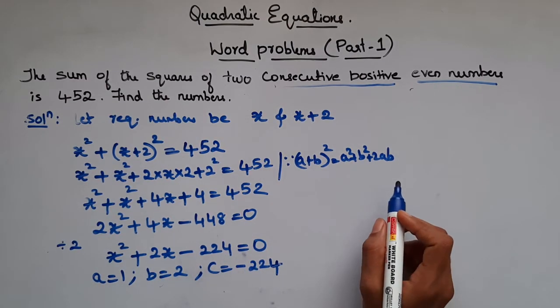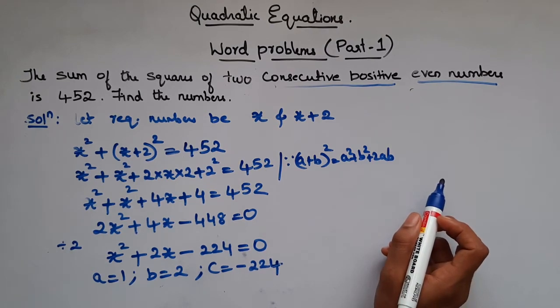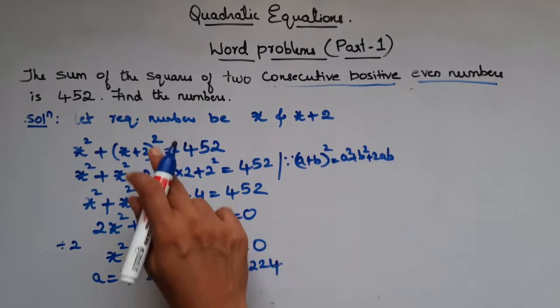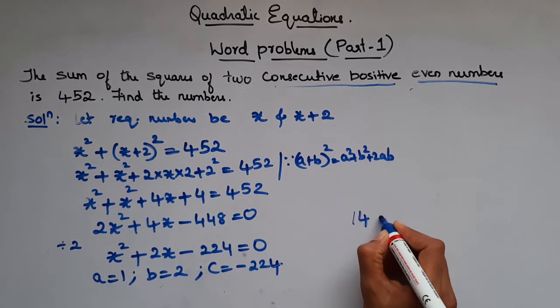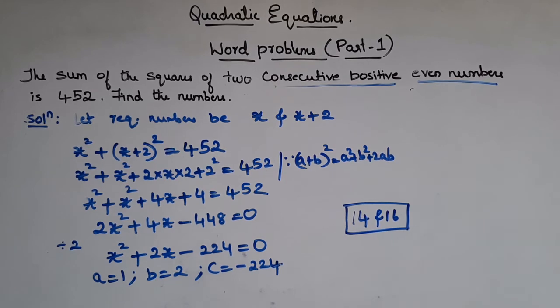So now you have to find the roots of this quadratic equation. We know by using the formula x is equal to minus b plus or minus square root of b square minus 4ac by 2a, so your required numbers will be 14 and 16. Do try this out. Now let's move on to another problem.